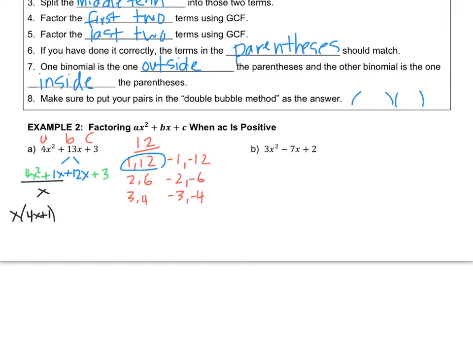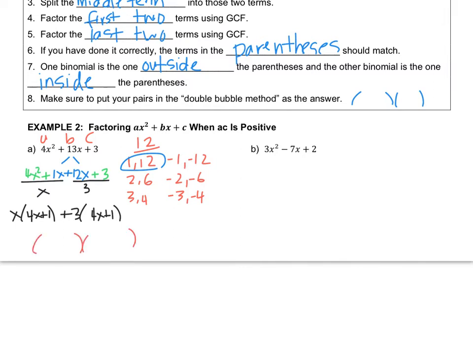Now I'm going to do GCF for the second half. What is the GCF of 12x plus 3? It is 3. So I'm going to write positive 3, because that was a GCF, positive 3, times 4x plus 1. And so you see now what I meant by, if you've done it correctly, the terms in the parentheses should match. I got 4x plus 1 out of both pieces. Now I'm going to set up my double bubble.